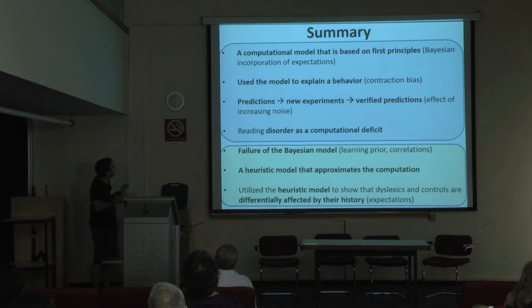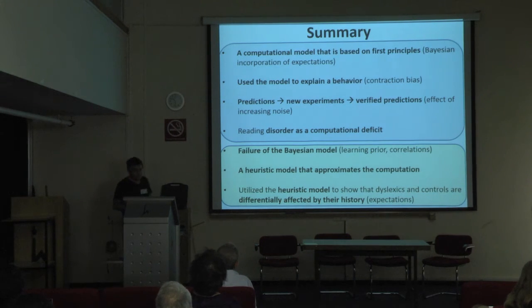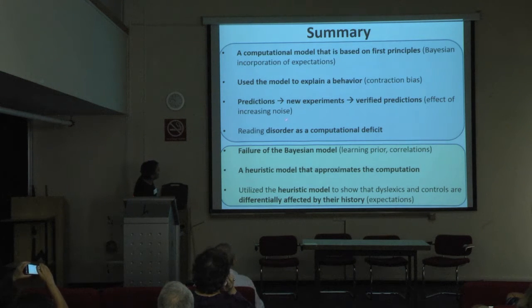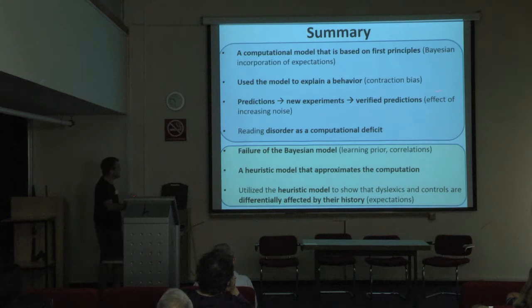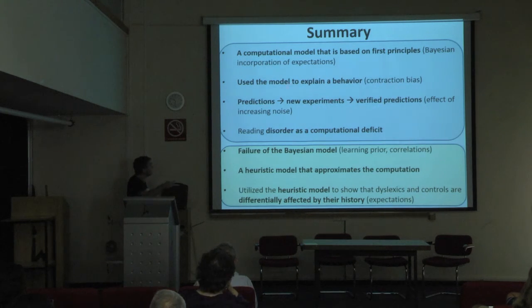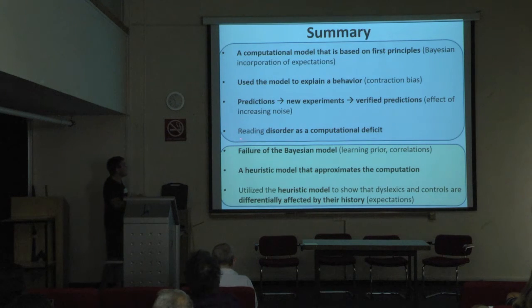So to summarize these results, I presented a model that is based on first principles, Bayesian computation of expectation. I use this model to explain behavior, to explain the phenomenon of contraction bias. We have predictions about the effect of noise. These led us to do new experiments, new analysis, and these experiments are consistent with this model. And they led us to think about a reading disorder as a computational deficit. However, this model is not perfect.